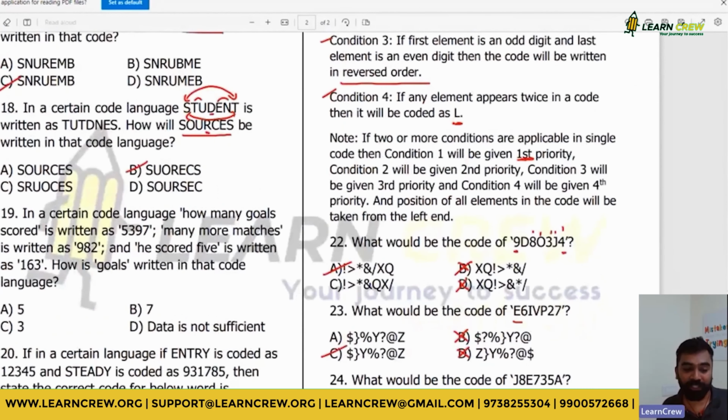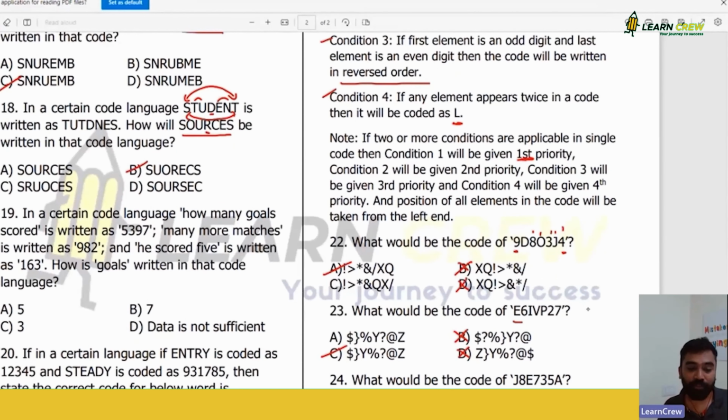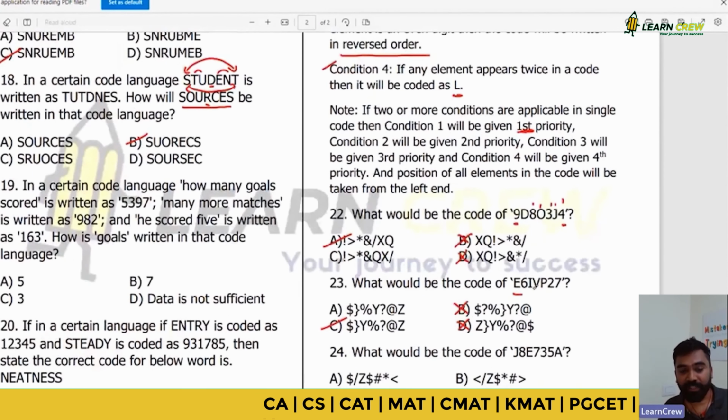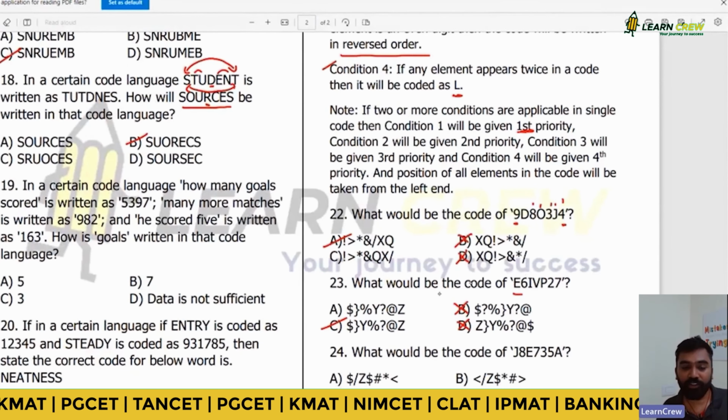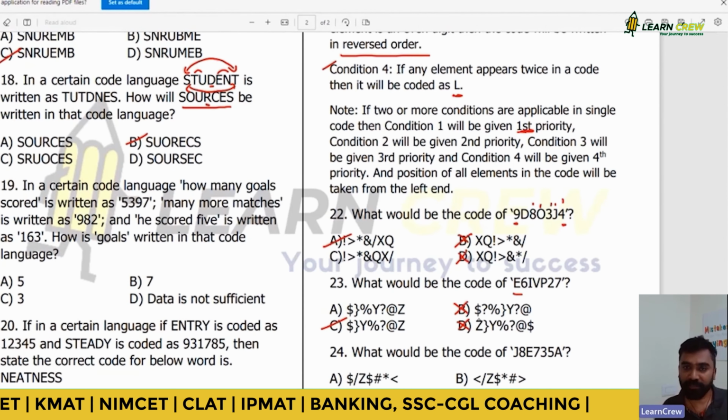Even if you wanted to do that way, cross check once if that's coming or not. If you want to change every code, 6 is written as bracket. So it is going to be the same order. E is written as Z. 6 is written as the bracket. It's going to be the same order. Obviously, it cannot be D.